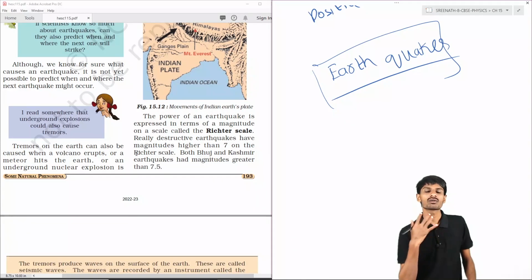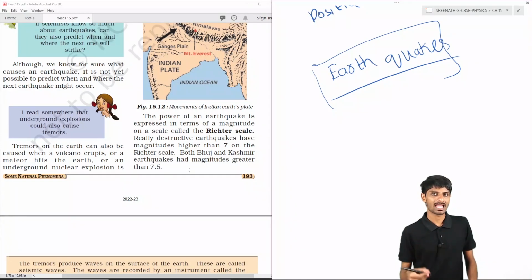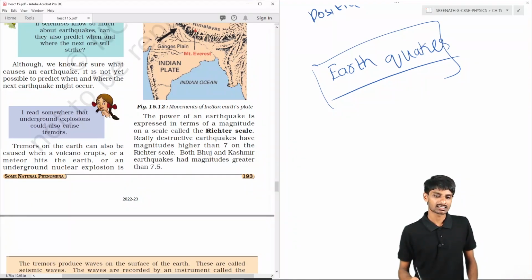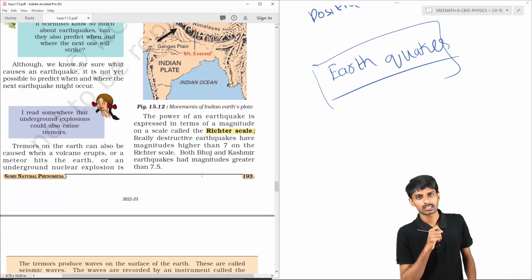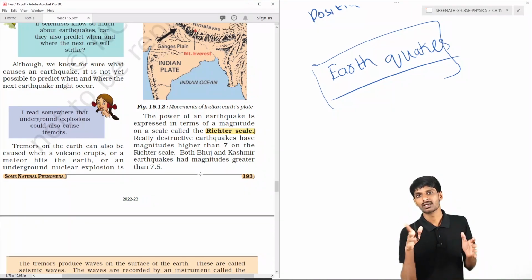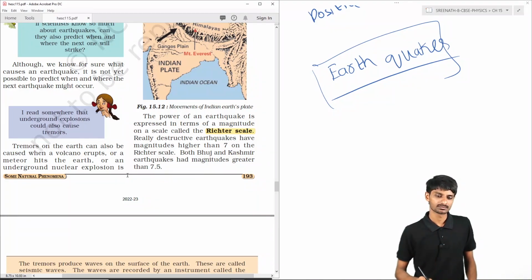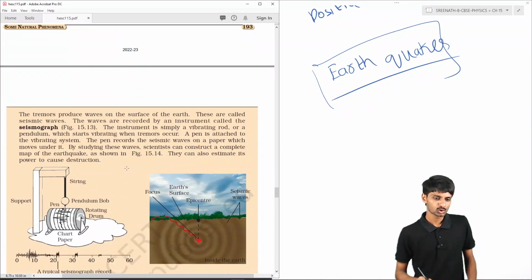So the power of an earthquake is expressed in terms of magnitude on a scale, that is the Richter scale. Whenever the Richter scale shows the magnitude of the earthquake is greater than 7, then the destruction is high. It is a big earthquake. Whenever it is smaller than 7, it is not that big an earthquake.